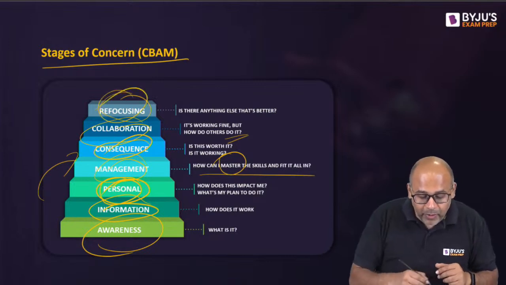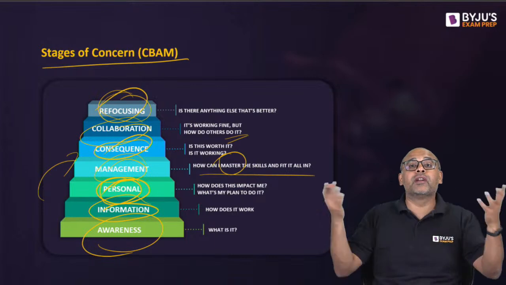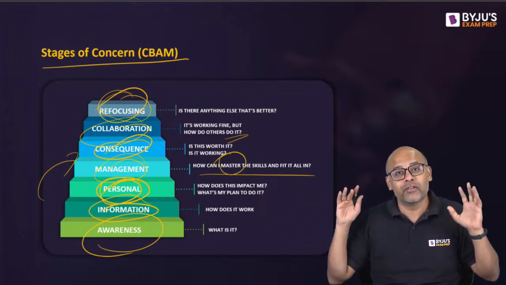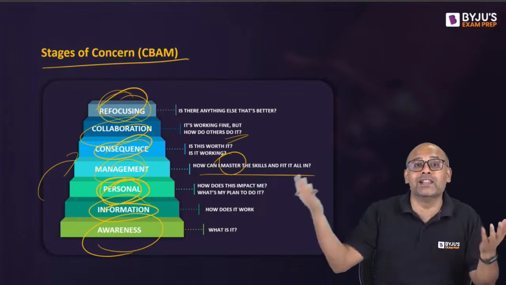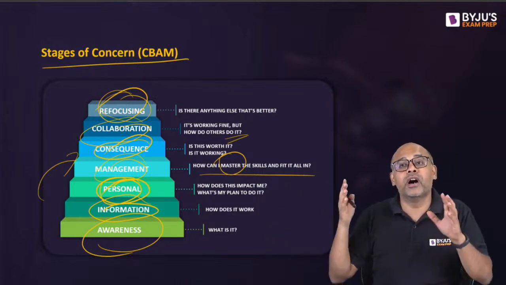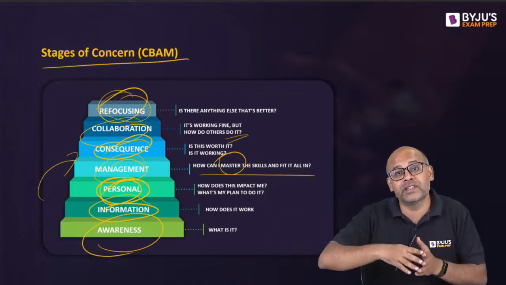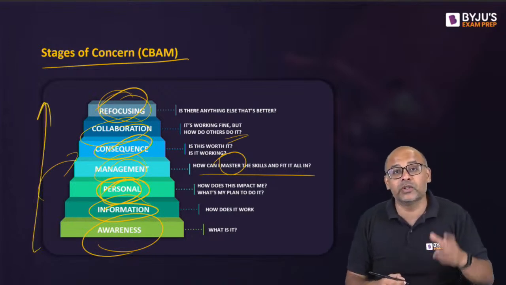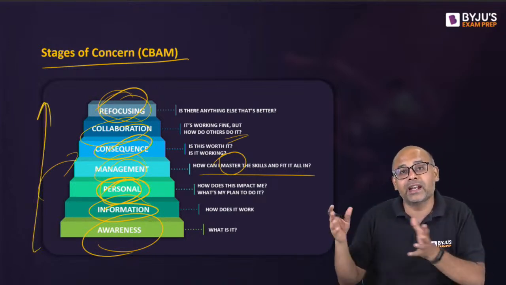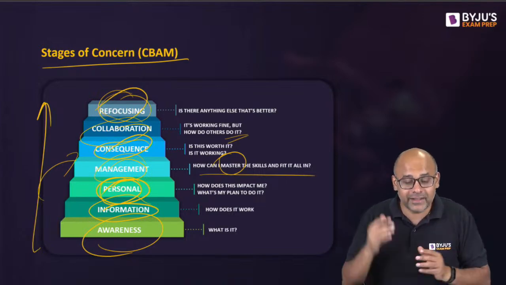And then finally, it's about refocusing. Is there anything else that's better? So fine, we're able to deliver mocks. Great. That's one part of our job done. Can we use this for anything else in my purview, which is not just for what I'm doing right now? Can I make anything else out of it? Can I use this AI for anything else? So I've explained these entire stages of concern using the AI model as an example and taking creation of mock as an example. I hope you guys followed this, right? Let's move on.